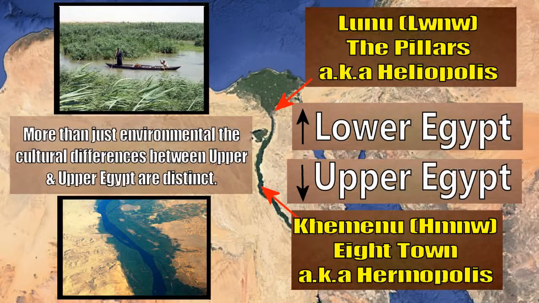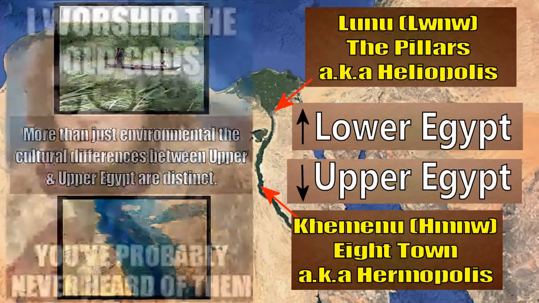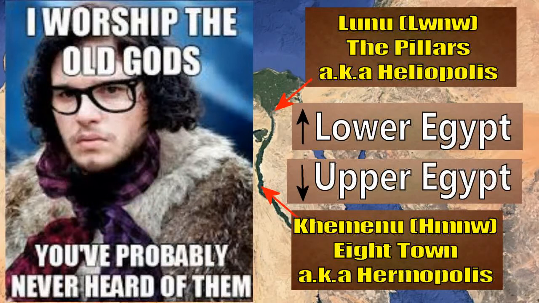More than just the environment, the cultural differences between Upper and Lower Egypt are rather distinct, and we see them in these important capitals, spiritual cultural capitals: Heliopolis or Lunu in Lower Egypt, and Chemenu, H-Town or Hermonopolis in Upper Egypt.